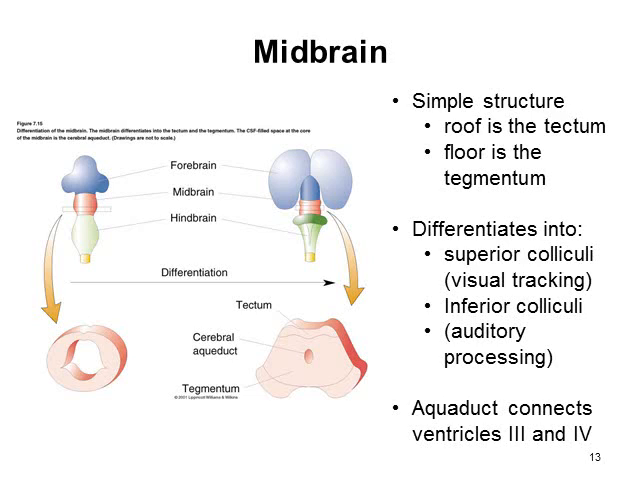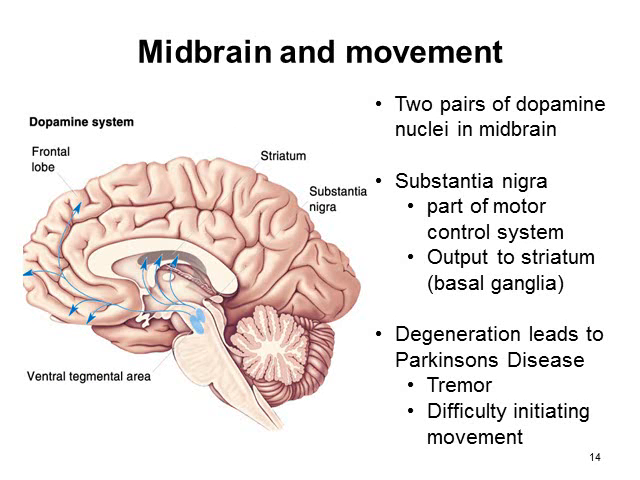Ultimately, it will differentiate into parts of the brain that deal with visual tracking, called the superior colliculi, and inferior colliculi, which deal with auditory processing. So this part of your brain deals with how your eyes follow a moving object and how your ears actually process sound. This aqueduct connects ventricles 3 and 4 throughout the brain. So you have lots and lots of connections all the way through that you may not think of. The midbrain is extremely important for movement.